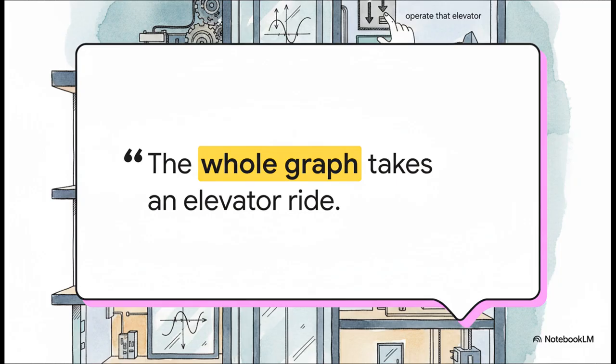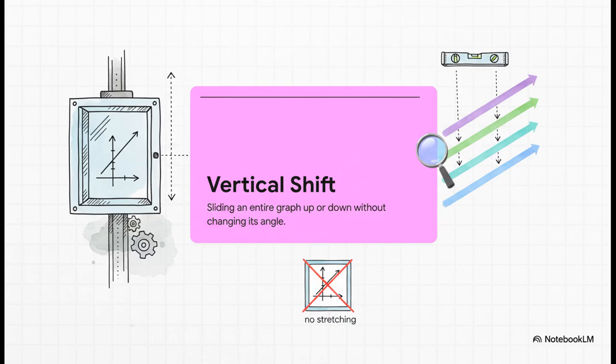Our job is just to learn how to be the elevator operator and tell the graph which floor to go to. So, let's get official for a moment. This elevator ride is called a vertical shift. Now, the most important part of this definition is that last bit, without changing its angle or shape. This is key. The elevator only goes straight up or straight down. It doesn't tilt, it doesn't get stretched. The line keeps its exact same steepness, it's just in a new spot.